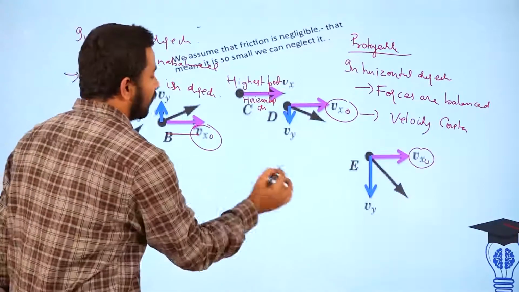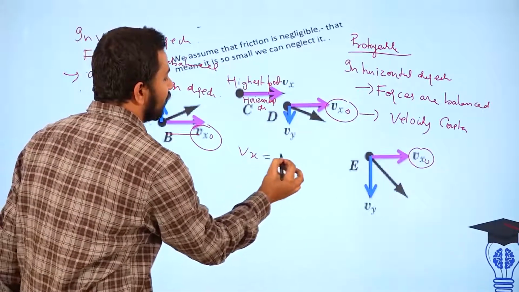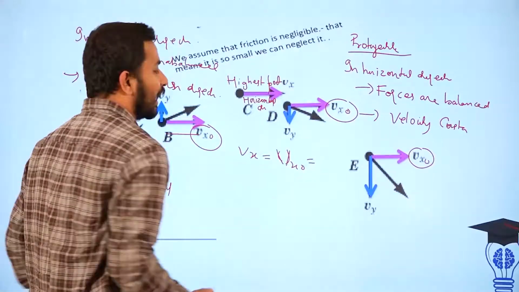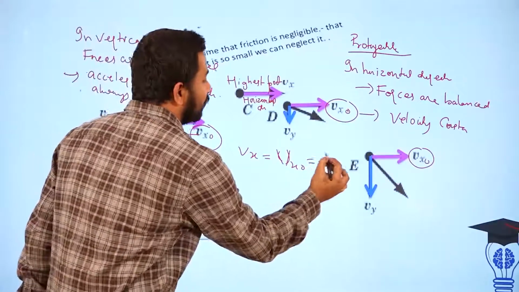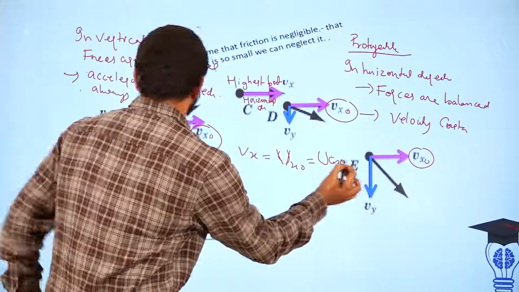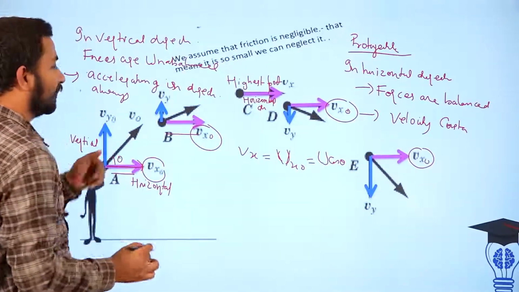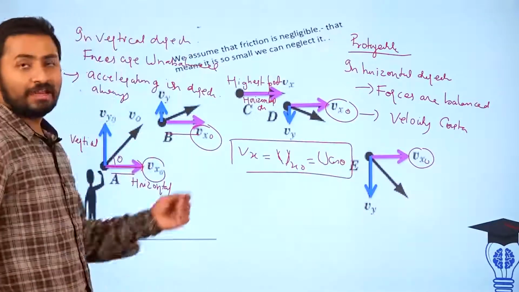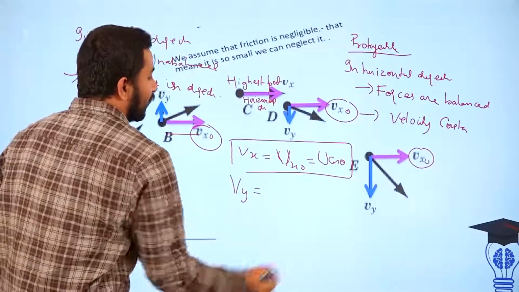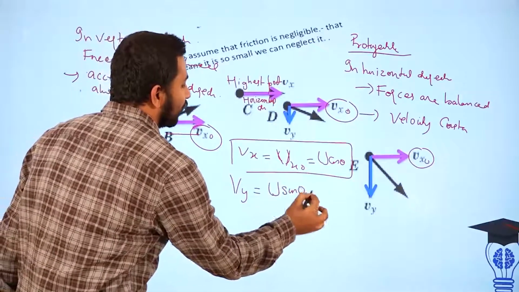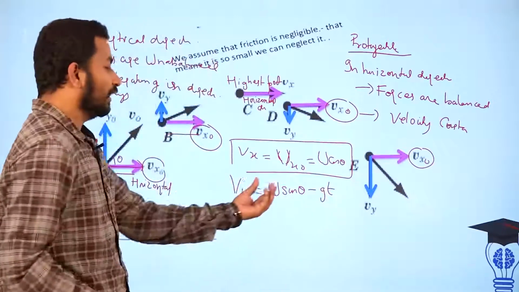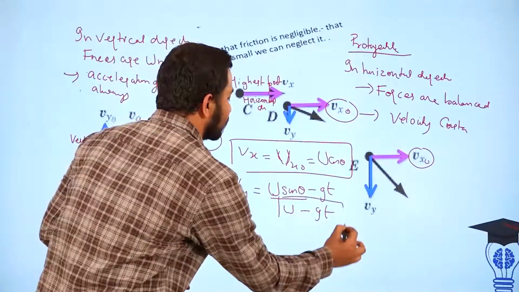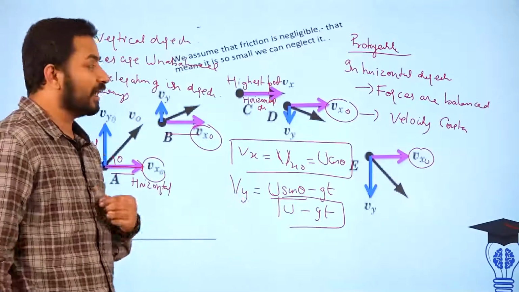So if I write the motion in horizontal direction, Vx, it will be Vx naught, and in terms of the vector component, it will be u cos theta. Theta is the angle, so it will be u cos theta always, right? This is the horizontal direction. In vertical direction, Vy will be u sin theta minus gt. This is my velocity in vertical direction.